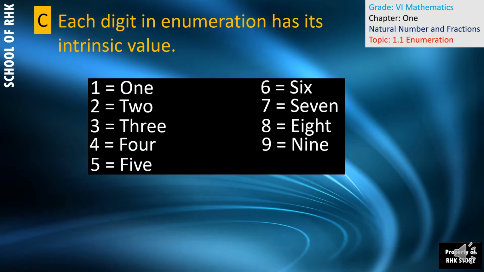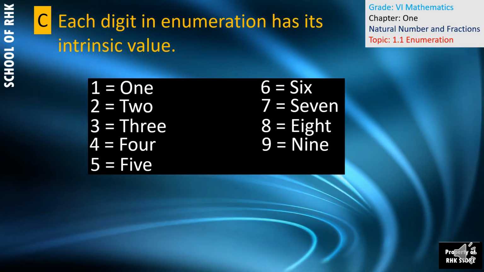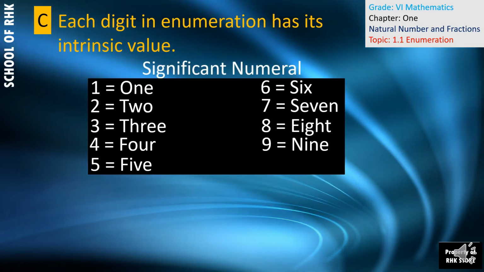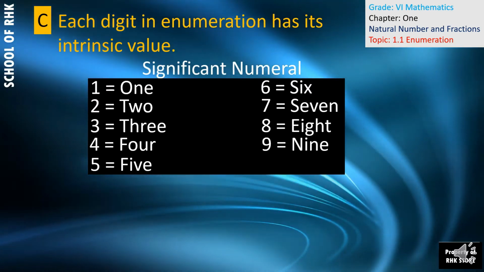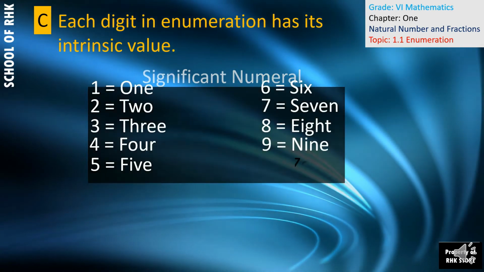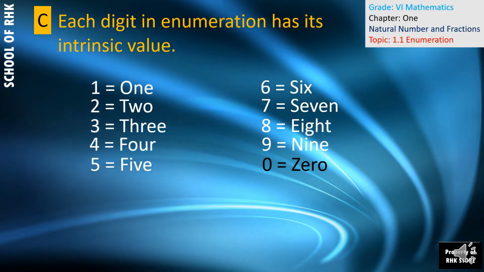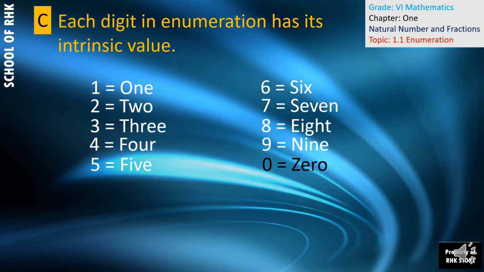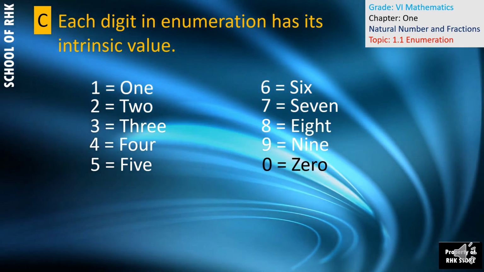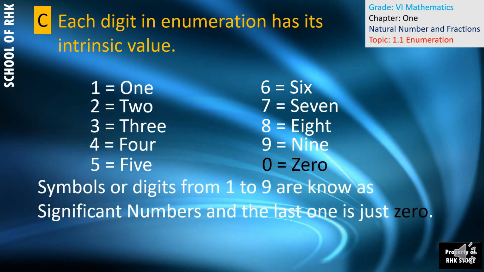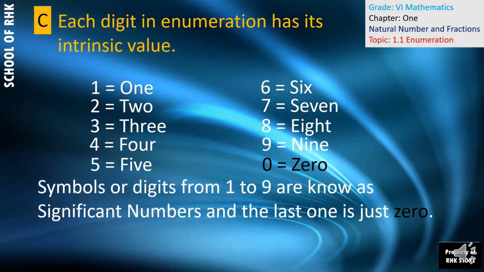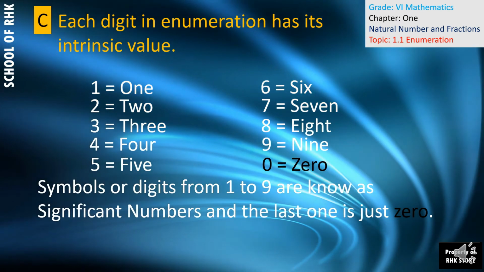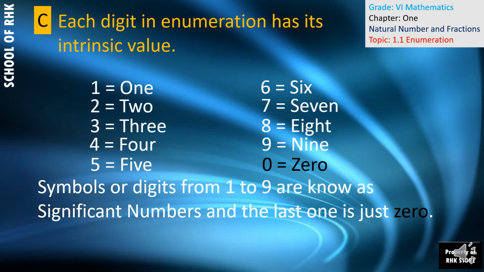The first 9 digits are known as significant digits. That is why each is called a significant numeral, and the last one is called 0. Note that 0 has its own value of 0, by which the quantity of any subject or object cannot be specified, so it is not included as a significant number.